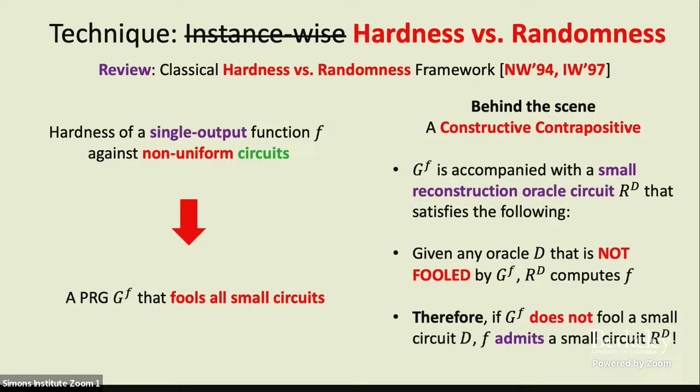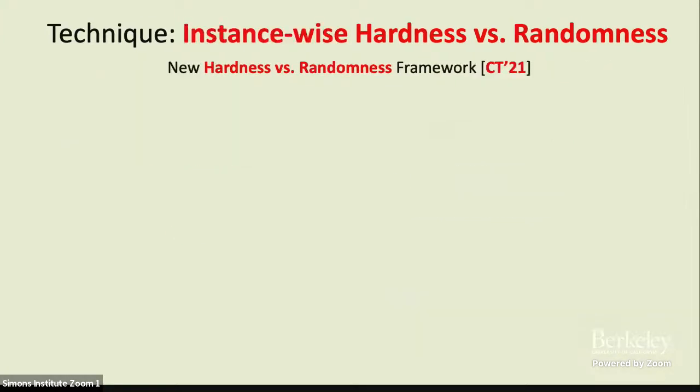So if G^f does not fool some small circuit, you just plug in the small circuit to this R, and you will get a small circuit for f. That contradicts your hardness assumption. Therefore, this constructive contrapositive of the statement you want gives you a PRG construction starting from a hard function.